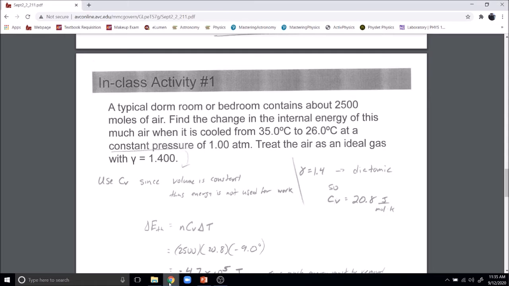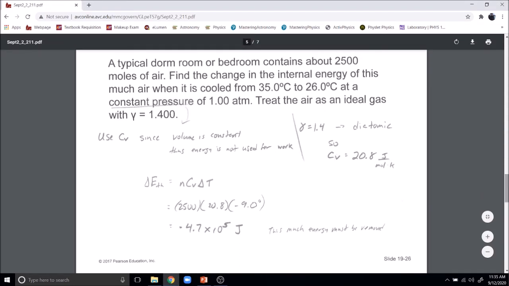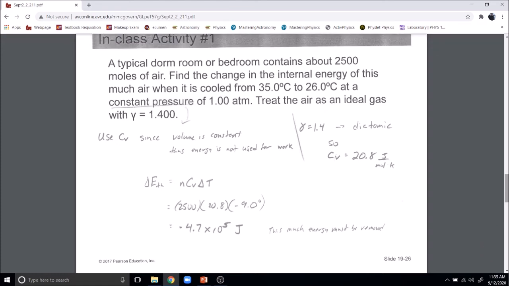All right. So here, we've got a typical dorm room or bedroom that contains about 2,500 moles of air. Find the change in internal energy of this air when it's cooled from blank to blank at a constant pressure. Okay, so change in internal energy. This is what I was talking about before. We're not talking about Q here, we're talking about change in internal energy.